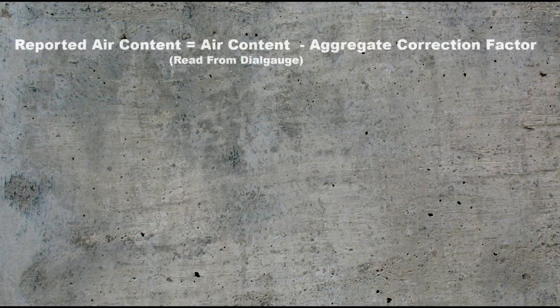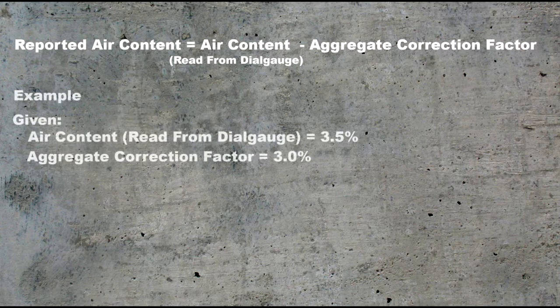Calculate the air content by subtracting the aggregate correction factor from the indicated air content. Report the air content to the nearest 0.1%. If the air content is greater than 8%, the reading shall be reported to the nearest 1/2 scale division on the dial.